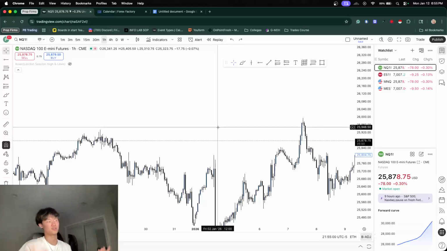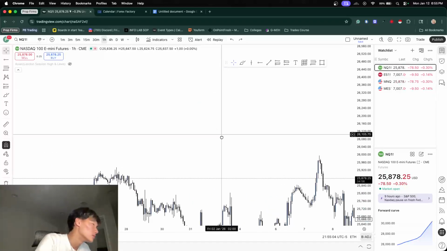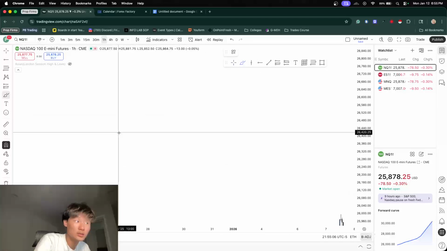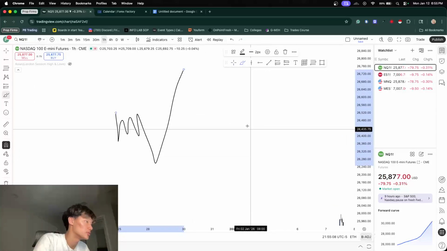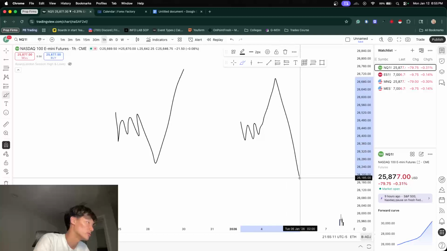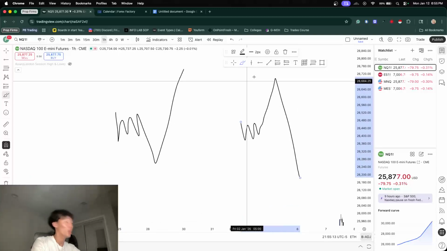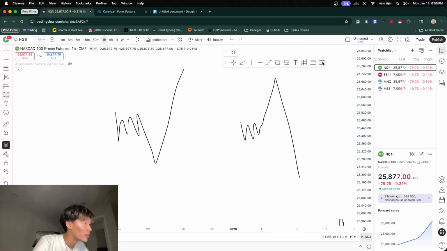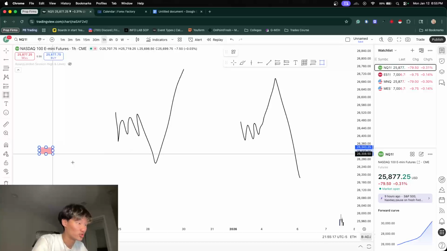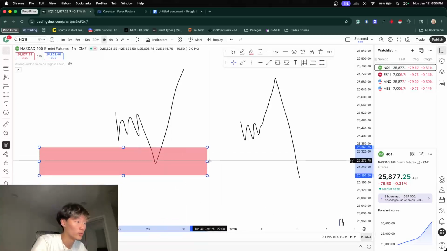But it happens less because there's more criteria you have to fill. So basically, accumulation, manipulation, distribution. Accumulation, manipulation, distribution, right? But the model has to sweep some type of liquidity.